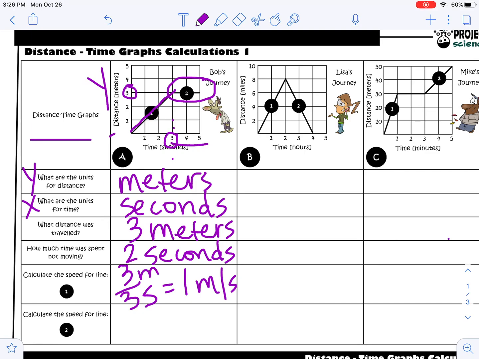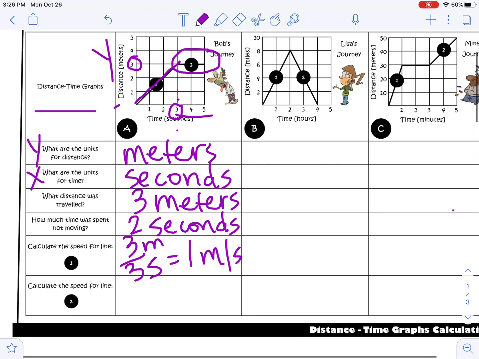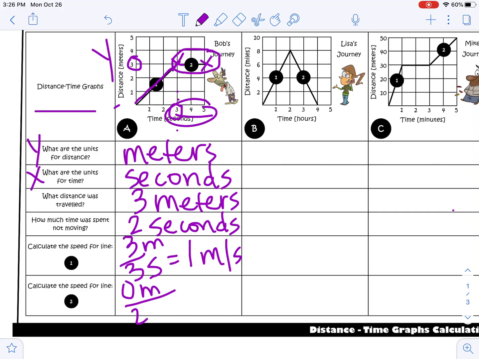What is the speed for line 2? Well, on line 2, from the end of line 1 to the end of line 2, we did not change any distance. So the distance is 0. How much time went by was 2 seconds. So 0 divided by 2 is 0 meters per second. An object at rest has a speed of 0 meters per second. It's not moving at all, okay?